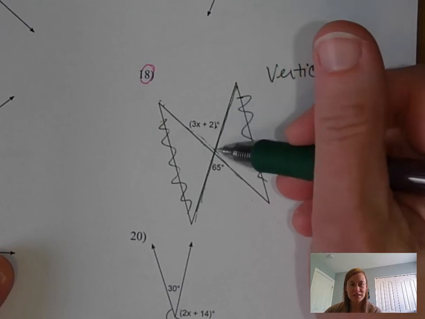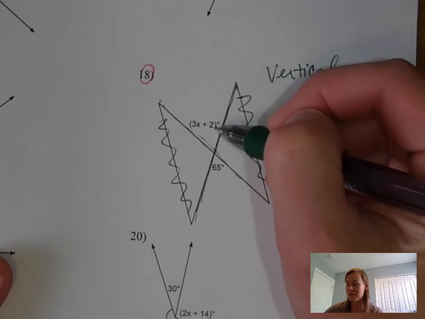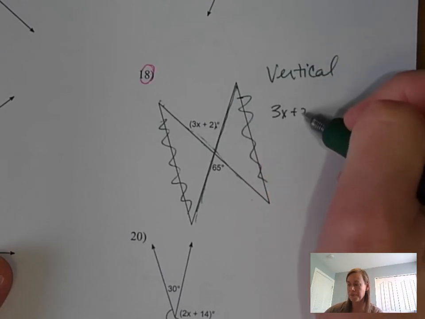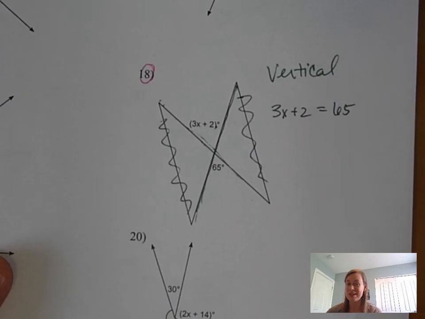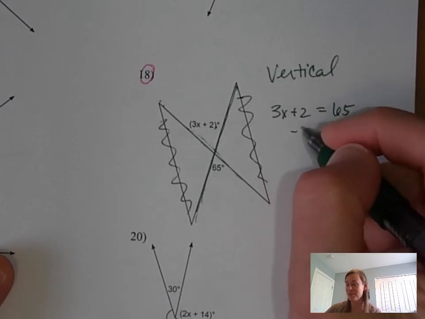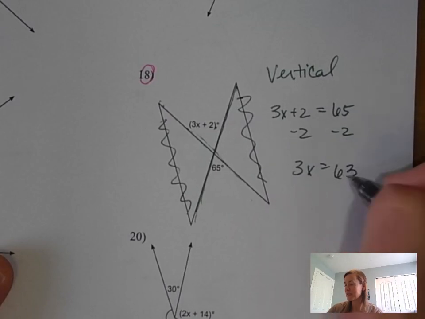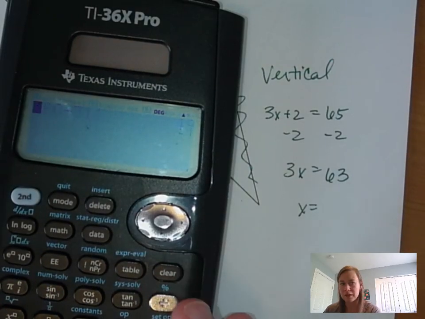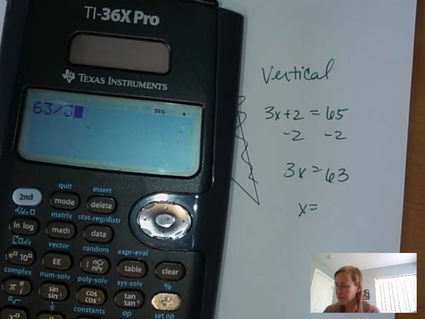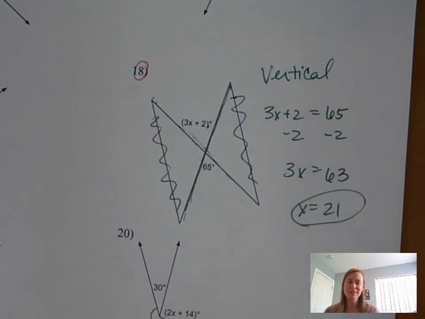So this is going to equal this, and that's exactly what we're going to write in our equation. So this being 3x plus 2 equals this, which is 65. So you just write it like that, and then you solve. Let's subtract the 2 from both sides. You're going to get 3x equals 63, and then x equals, well, I don't know. What is 63 divided by 3? Let's find out. 21. X equals 21, and you're done.